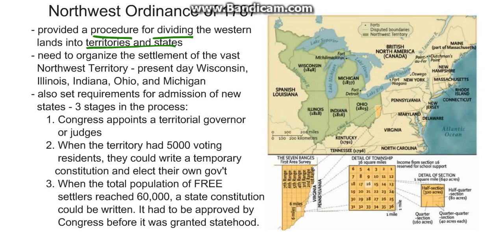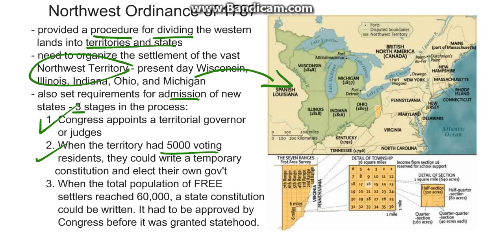There was a need to organize the Northwest Territory, which is seen here in this map in the areas that are shaded green. That is present-day Wisconsin, Illinois, Indiana, Ohio, and Michigan. It also set requirements for admission of new states, and there were 3 stages in this process. The first stage and the first requirement for a state to begin the process to be admitted to the Union is Congress appoints a territorial governor or judges.